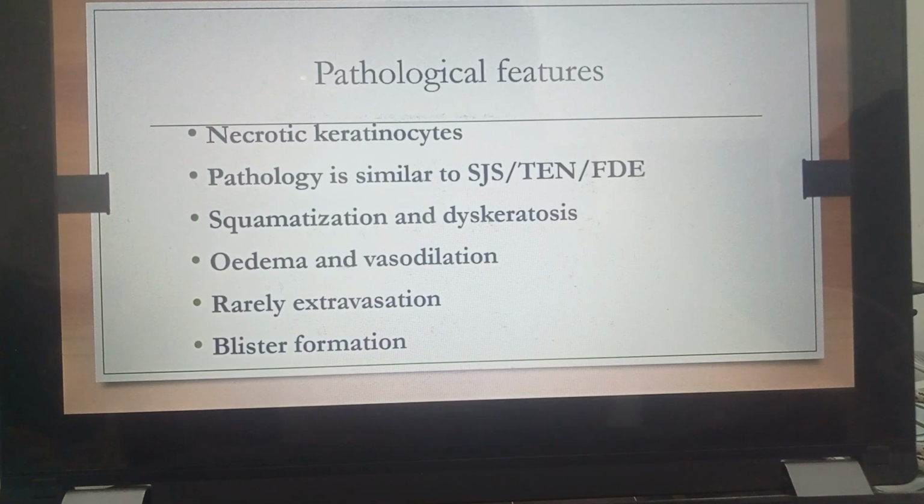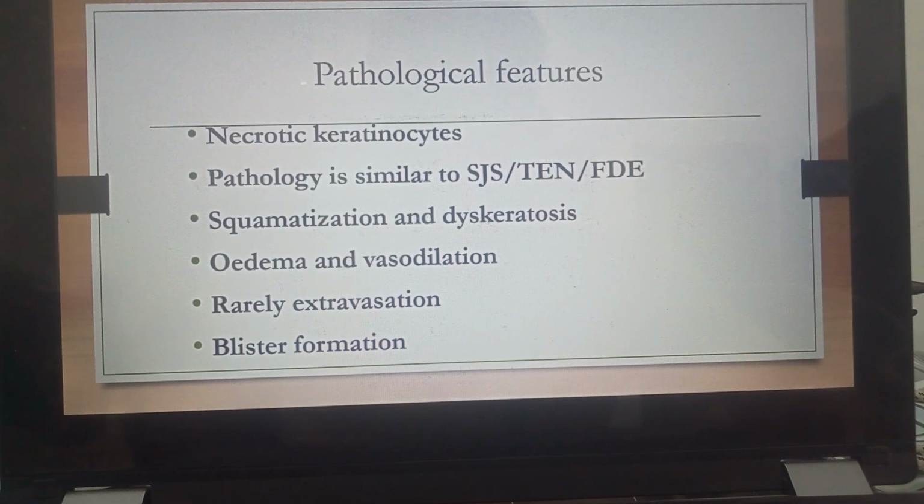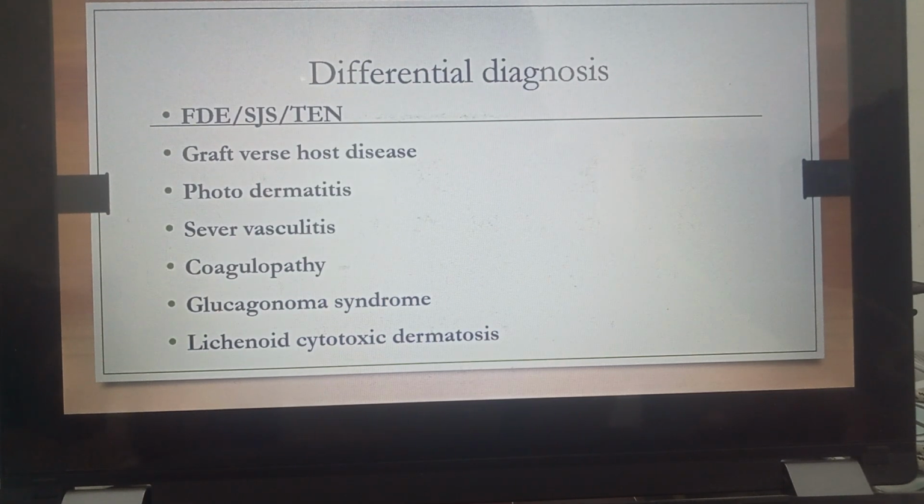Pathological features include necrotic keratinocytes. Pathology is actually similar to Stevens-Johnson syndrome, toxic epidermal necrolysis, or fixed drug eruption. Squamatization and dyskeratosis, edema and vasodilation, and rarely extravasation and blister formation are noted. Differential diagnoses are fixed drug eruption, Stevens-Johnson syndrome, and toxic epidermal necrolysis. It is the first differential.